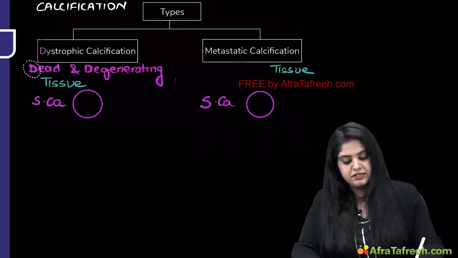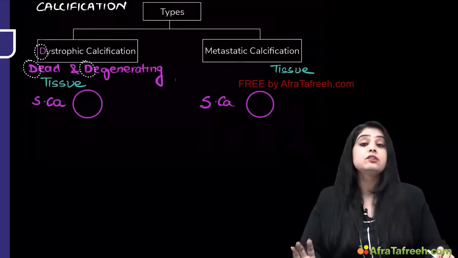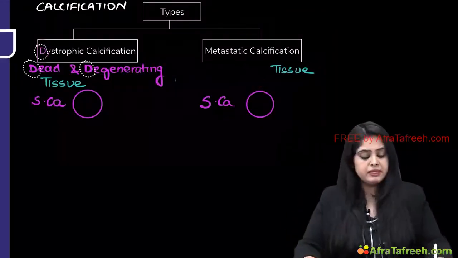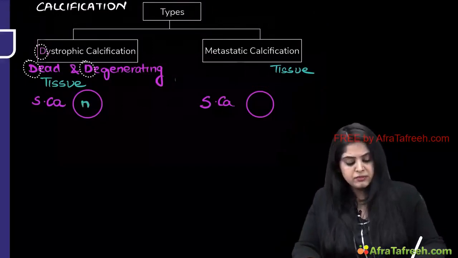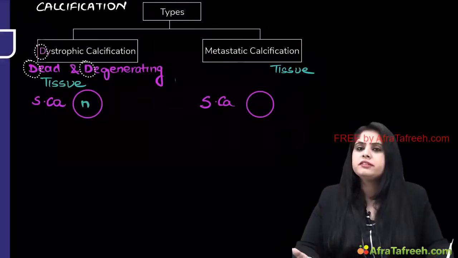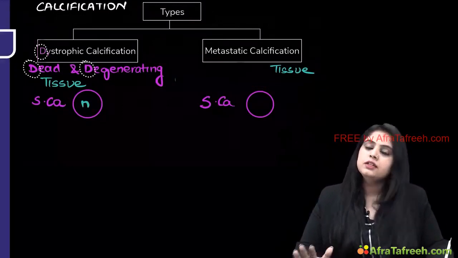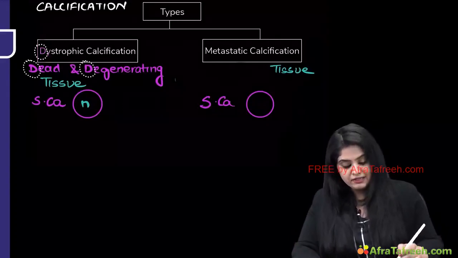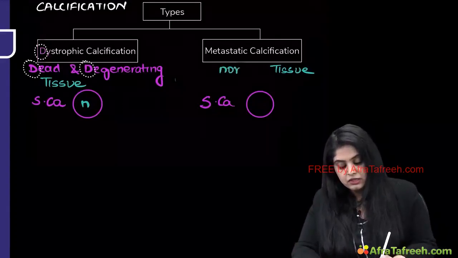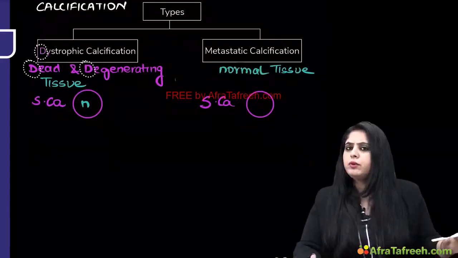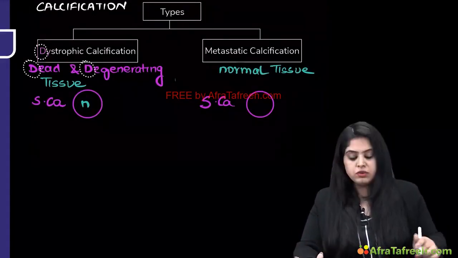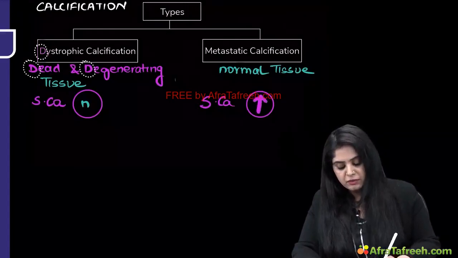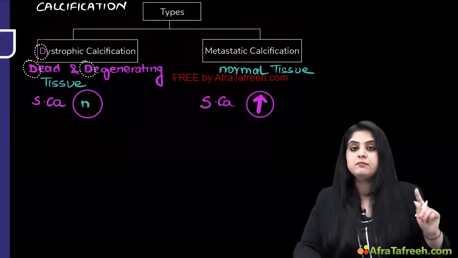So as I said, D for dead, D for degenerating. So whose problem is it? The tissue is dead. The tissue is degenerating. It is the tissue's problem. This means the serum calcium levels are going to be normal. Normal serum calcium levels are 9 to 11, so the serum calcium level is normal. On the other hand, in metastatic calcification, the tissue is normal. The tissue is having no problem, no death, no degeneration, nothing, totally normal. Who has the problem? The serum calcium levels are problematic. They are elevated.